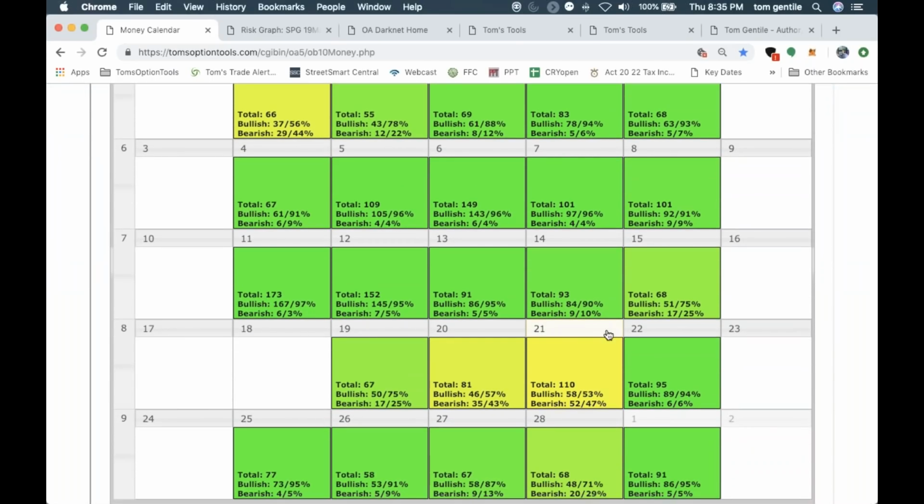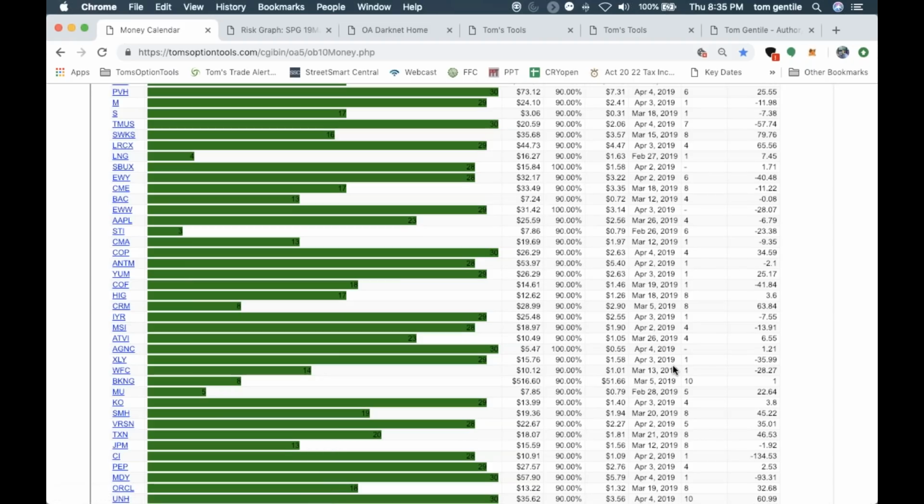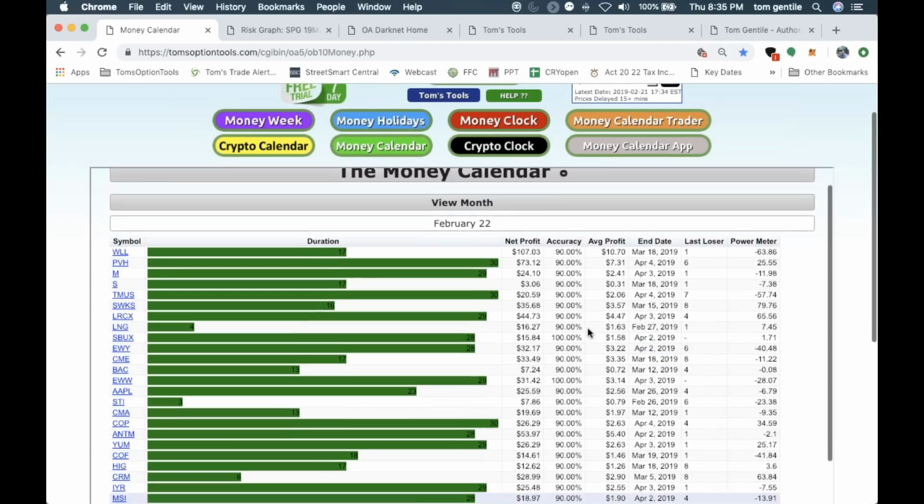February 21st. We're coming out of President's Day. It was a 4-day trading week. Tomorrow looks bullish. Tomorrow's got a 94% look onto it right now. And so I'm going to click on tomorrow, the 22nd. Here are all the trades that are popping up.